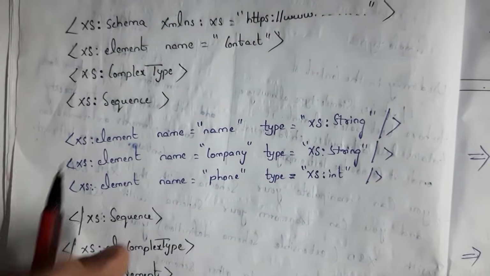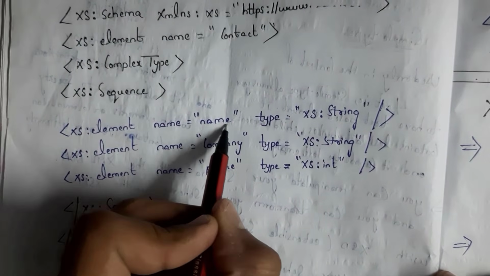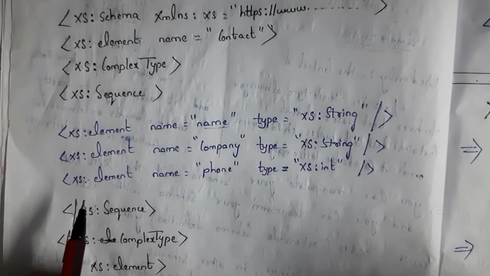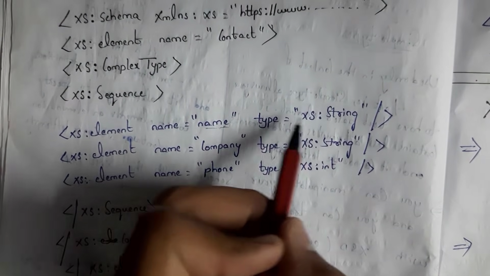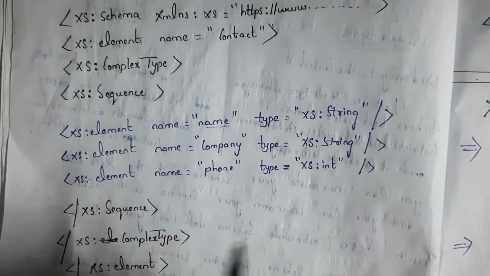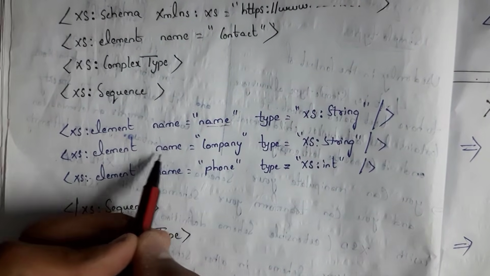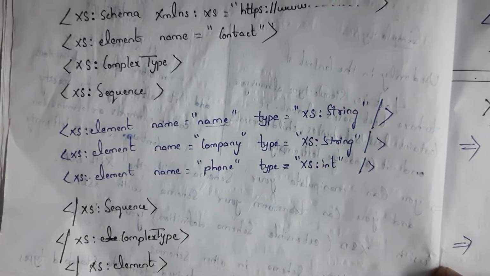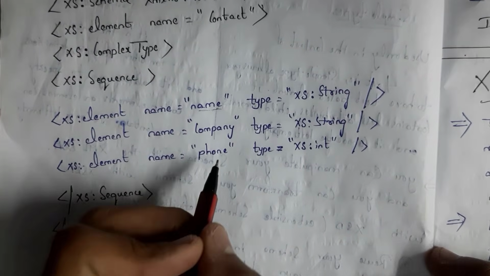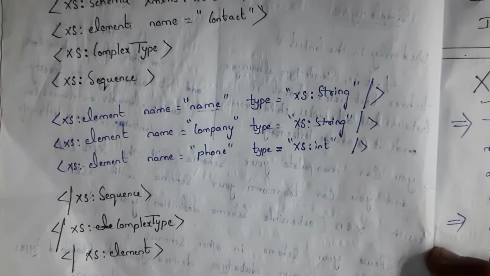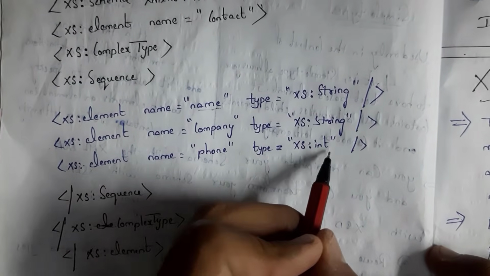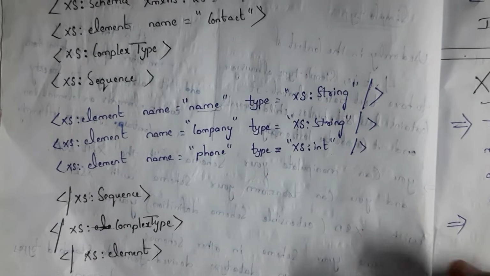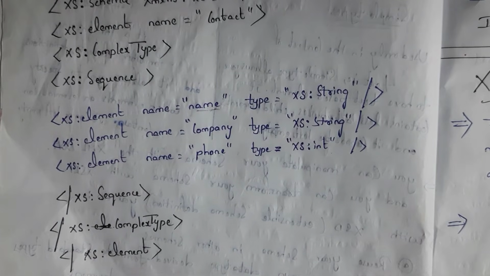Inside the sequence, I wrote an element name as name. As we all know, name is a string of characters, so I gave the type as xs:string. Similarly, I took another element name as company. Company is also a string, so I gave the type as string. Next, the third element name is phone. Phone is an integer, so I gave the type as xs:integer. This is the content which I have written inside the sequence.